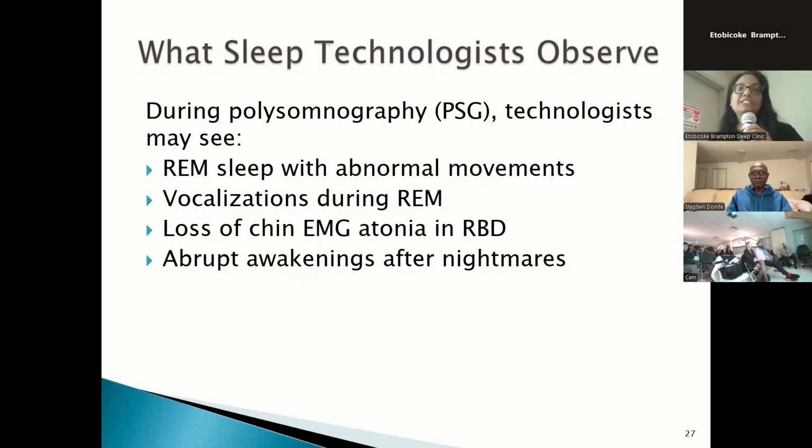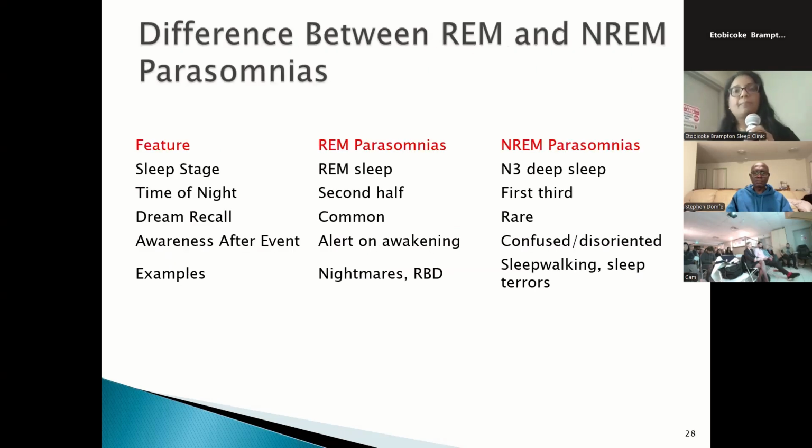What do sleep technologists observe? During the polysomnography, technologists may see REM sleep with abnormal movements, vocalization during REM, loss of chin EMG atonia in REM behavior disorder, abrupt awakening after nightmares.